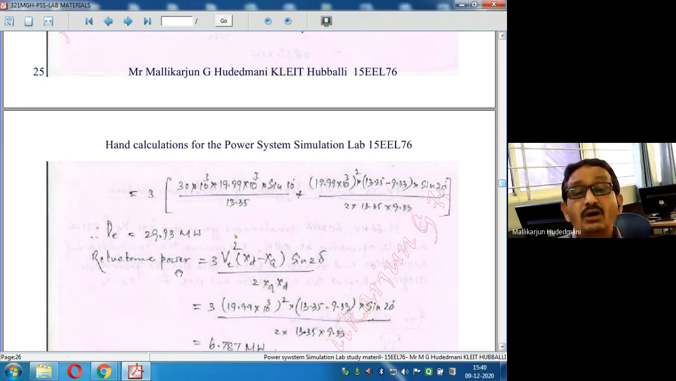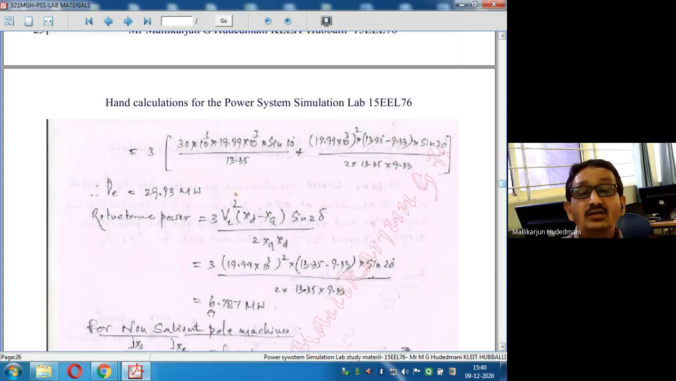So reluctance power is equal to 3. When I take this 3 inside the bracket, I can separate 3 into Vt square, Xd minus Xq, sin 2 delta divided by 2 Xd Xq. What I am doing here is separately writing this for a case study, delta equal to 10 degree. When I write it, I will be getting the reluctance power as 6.87. Active power, reluctance power, this way.